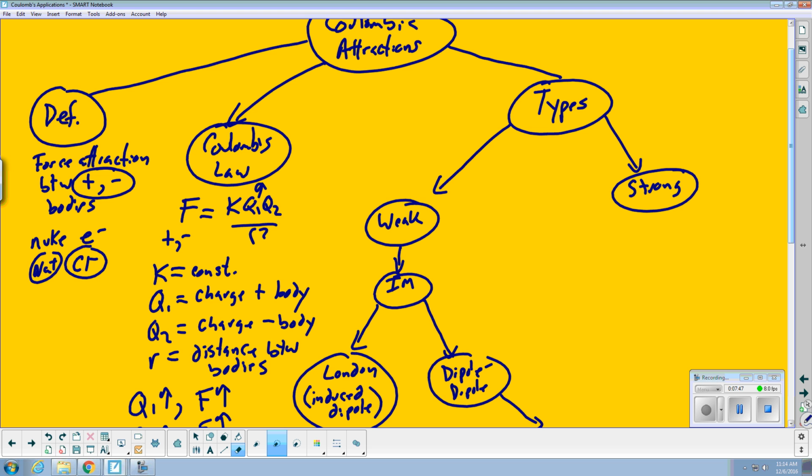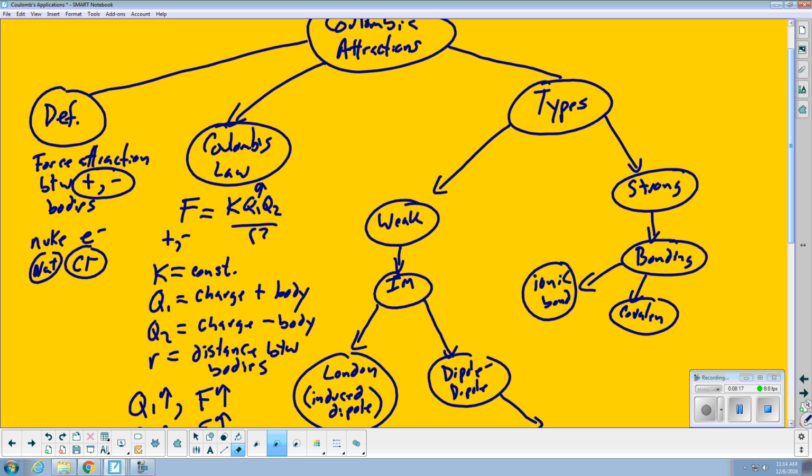We have strong types of Coulombic attractions, and these are mainly what I consider my bonds, right? My strong are my bonding, what we consider real bonding, right? So my ionic bond is a strong Coulombic attraction between cations and anions. And then I have my covalent bond, which is a strong Coulombic attraction between the nucleus of one atom and the valence electrons of another atom.